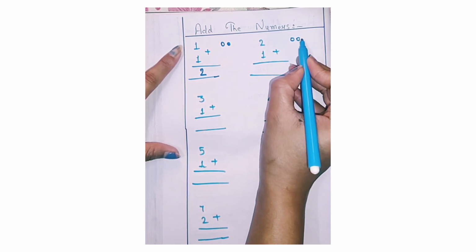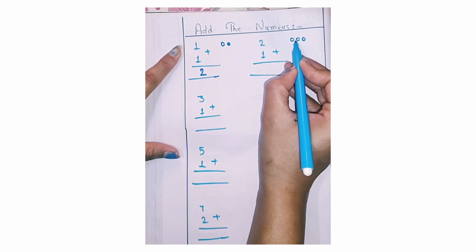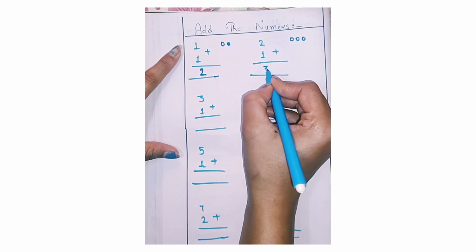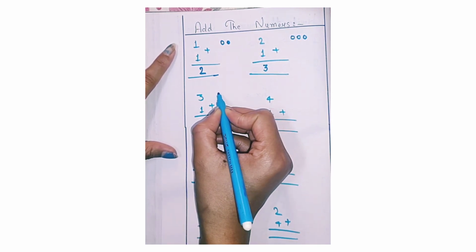Next 1. 1 0 here. Count the 0. 1, 2, 3. How many 0 are there? 3. Write 3 here. Next 3. Write 3 0 here.